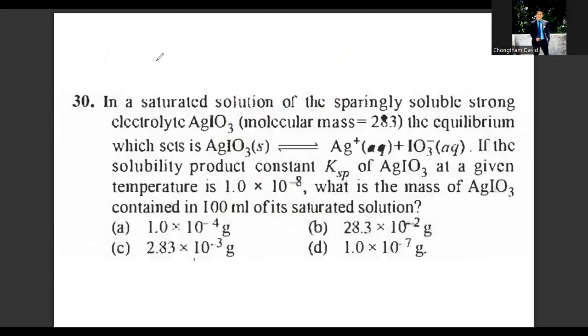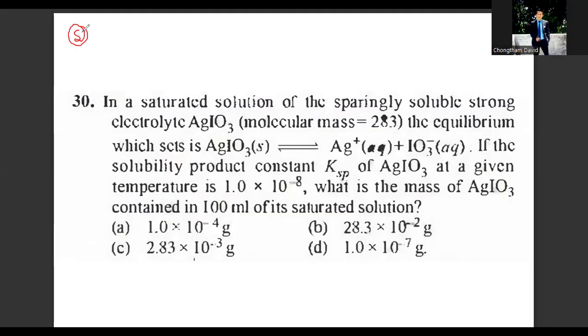In a saturated solution of sparingly soluble strong electrolyte silver iodide, the equilibrium which is set is given. The solubility product constant of silver iodide at a given temperature is 1 × 10 to the power minus 8. What is the mass of silver iodide contained in 100 ml of its saturated solution? So let us say that the solubility S is defined as the maximum amount of solute that can be dissolved in 100 gram of the solvent at a particular temperature. It has many factors which affect it, temperature, pressure, etc.